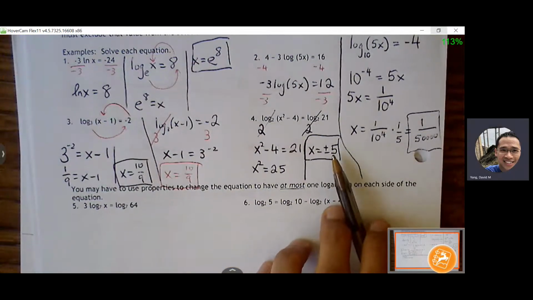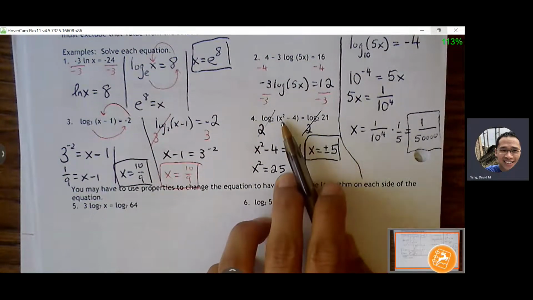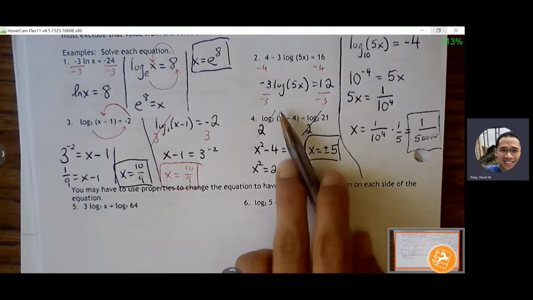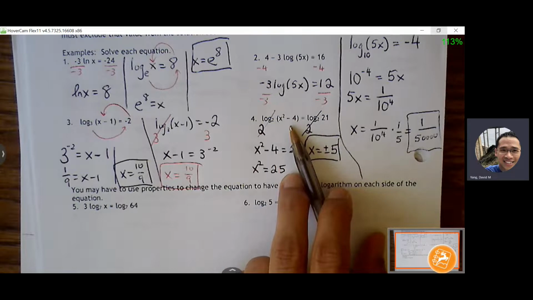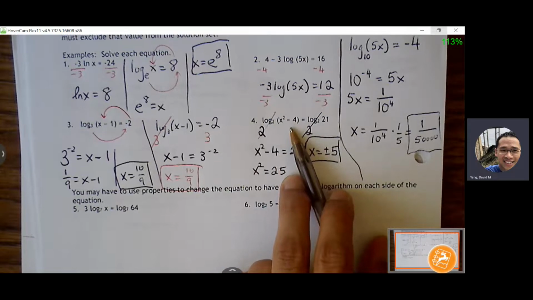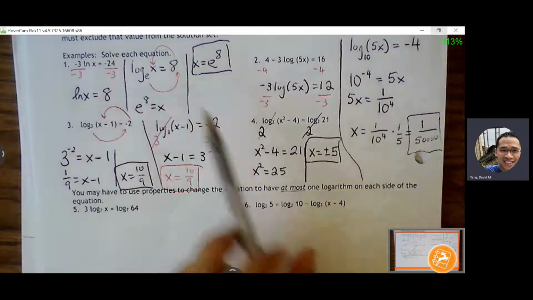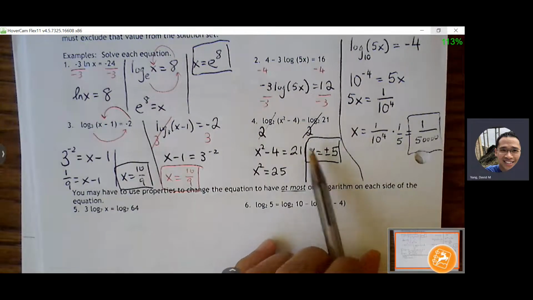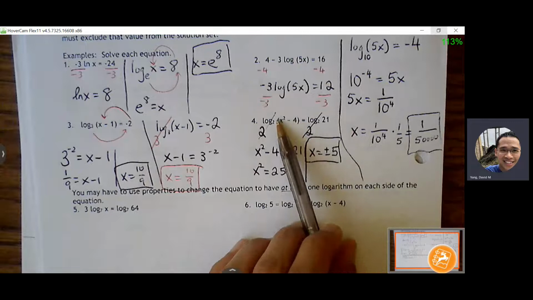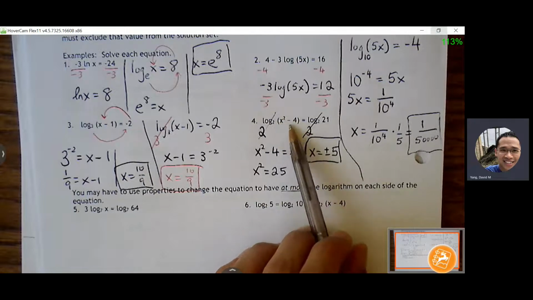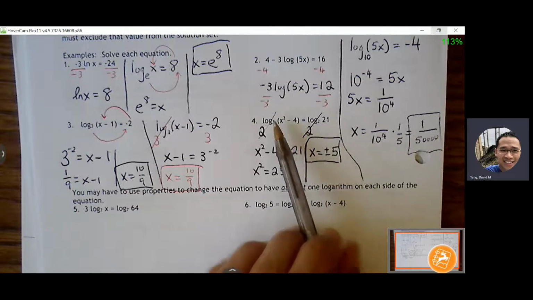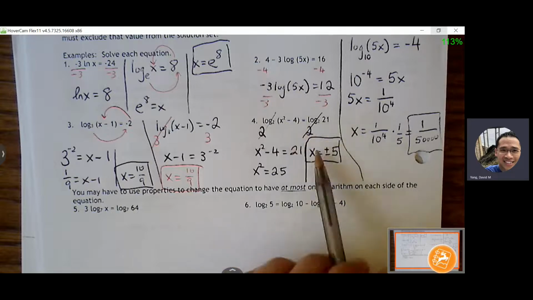Okay, whenever we get a negative number, it's always good to double check and make sure that it's not going to cause the argument to be negative. If it caused the argument to be negative, we have to eliminate it as an invalid or excluded value. So if I plug negative 5 in for x, I get negative 5 squared, which is 25 minus 4. That's okay. That's positive. And 5 squared minus 4 is also positive. So we're good there.